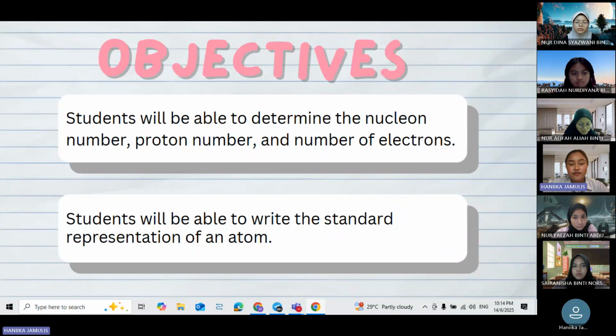So at the end of the lesson today, you will be able to determine the nucleon number, proton number, and number of electrons. And the second one is you will be able to write the standard representation of an atom. Okay, let's continue.